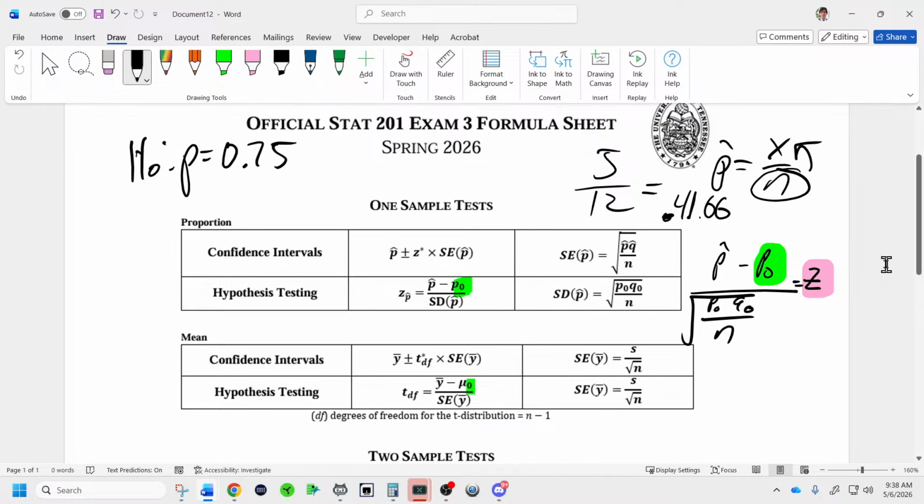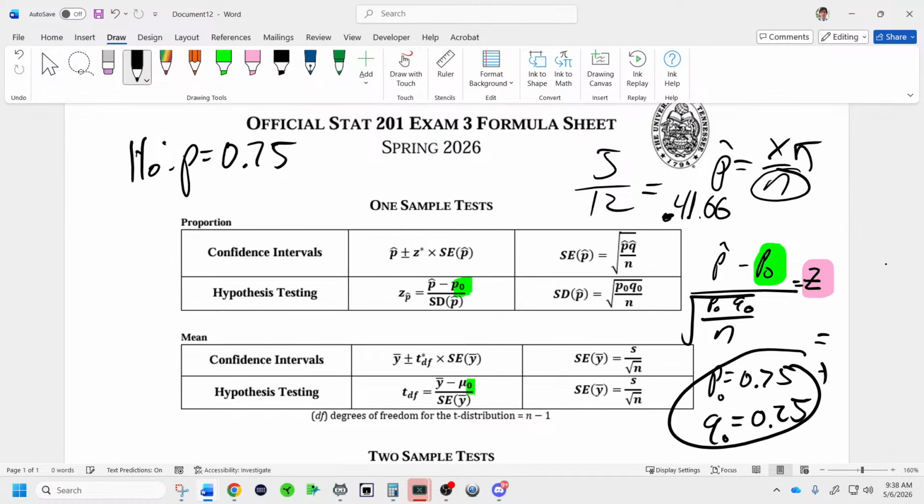And Q naught, well, if P naught is equal to 0.75, what is Q naught? Well, Q naught is 1 minus P naught. They are complements of each other. So always remember that these two, when added up, equal 1. P naught and Q naught equal 1. And I think that explains everything right here.